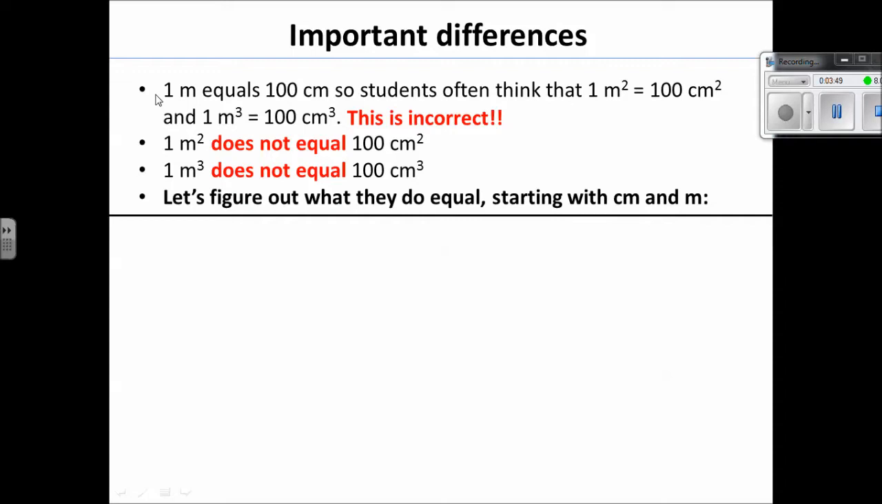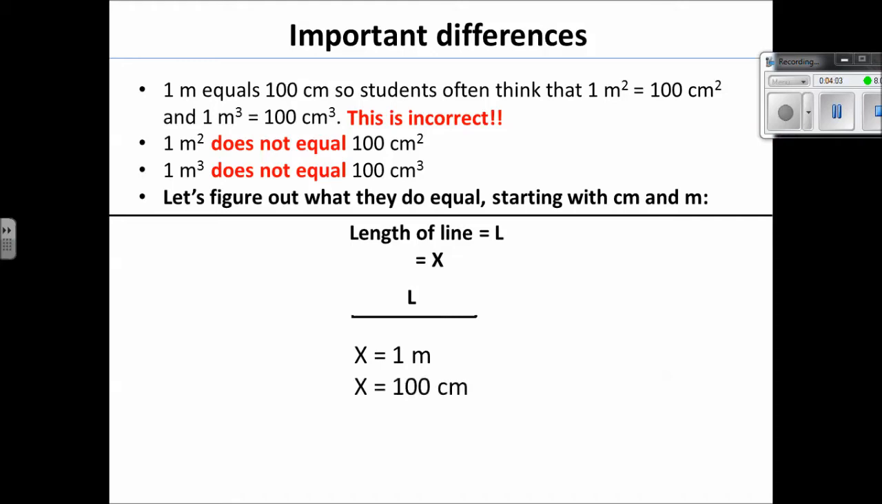But first, let's just start off so we can all agree that 1 meter equals 100 centimeters. Again, if we have this line, and the line has a length of L, well, if we just said that x is equal to 1 meter, we can also say x equals 100 centimeters. Yeah, that's absolutely true. So therefore, 1 meter equals 100 centimeters. Completely true.